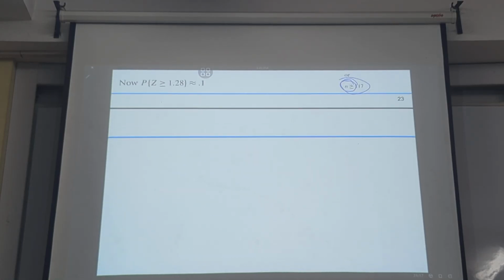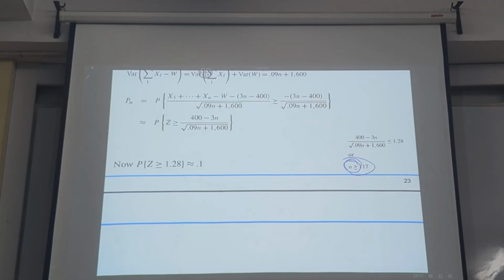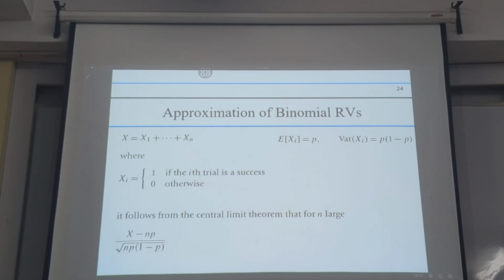I'm not solving this one. Very simple. You know it. We solved this type of problem before. Approximation of binomial random variable. If I tell you the binomial random variable has approximately normal distribution, do you agree or not? Binomial distribution has approximately normal distribution.